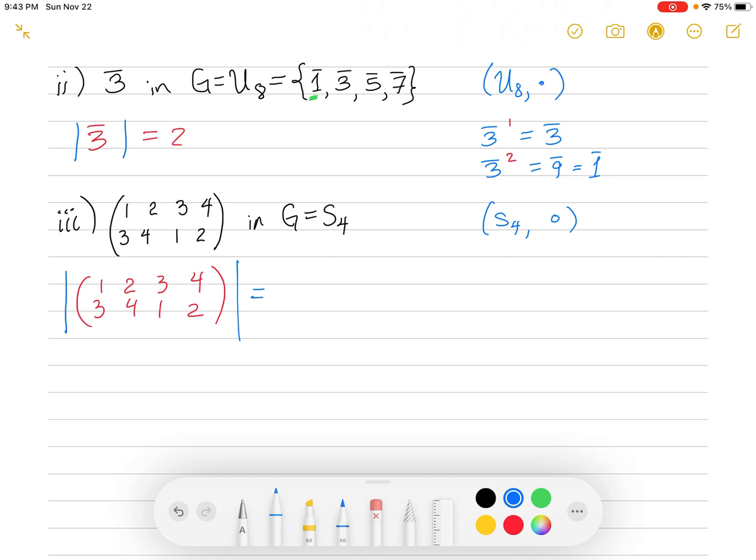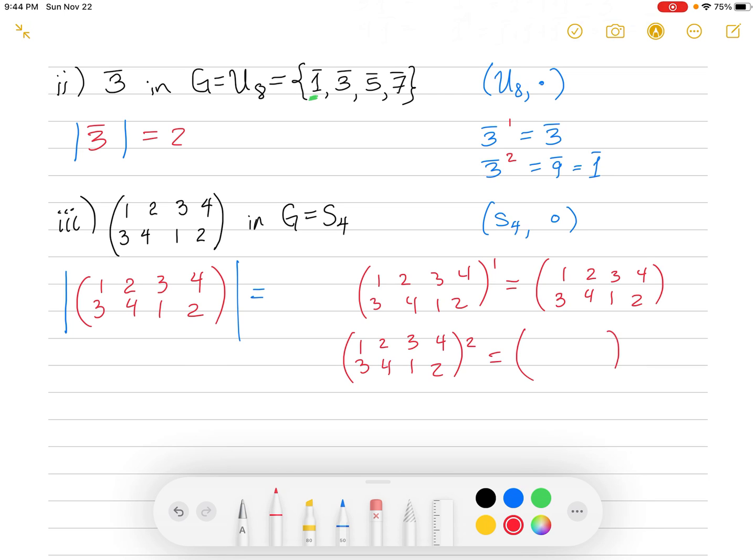So we're going to compose it with itself a bunch of times. If I write 1, 2, 3, 4, 3, 4, 1, 2, to the 1 power, that means I just have it 1 time. If I do this to the 2nd power now, that means I'm going to compose it with itself. I'm going to have 2 copies of it.